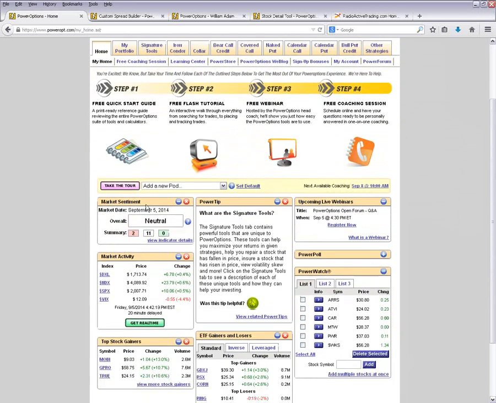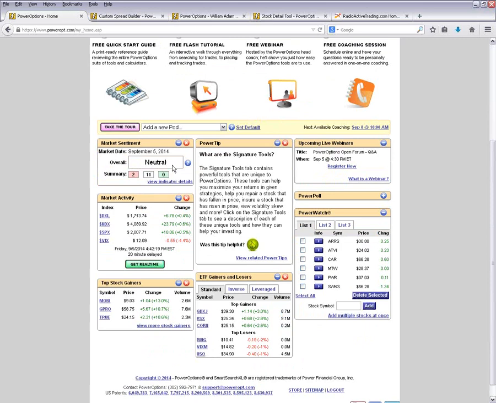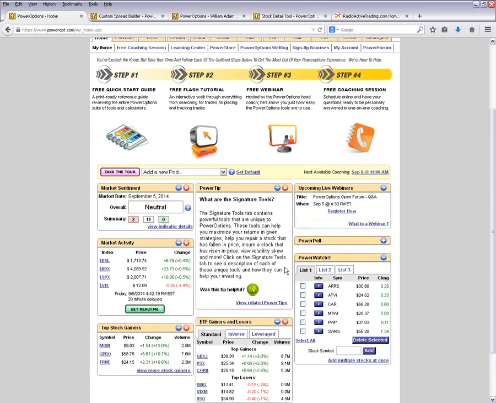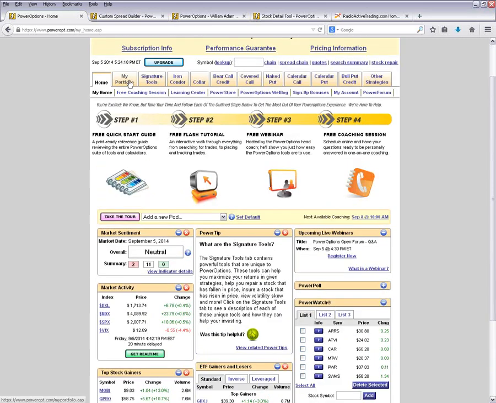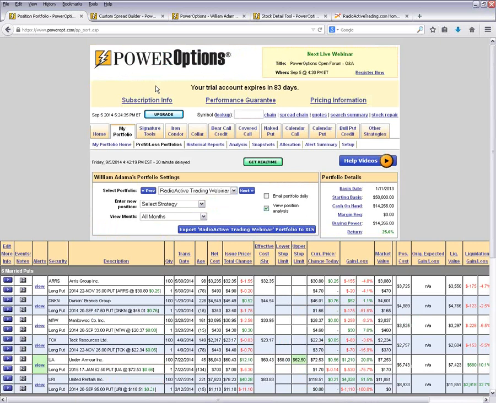All right, so we've got this position here now. We've talked about how I log on, look at the market sentiment, the power watch, and the market activity. My next step, even though I've seen what my stocks are doing, is to go to portfolio, and then to profit and loss portfolio. I've looked at what the market's doing, now I have to look at what my positions are doing.